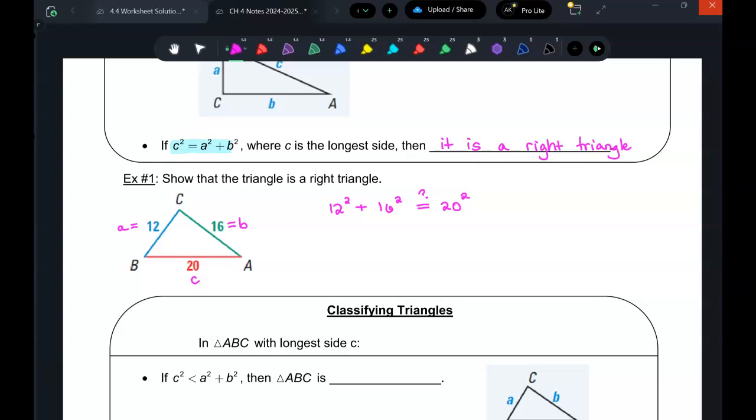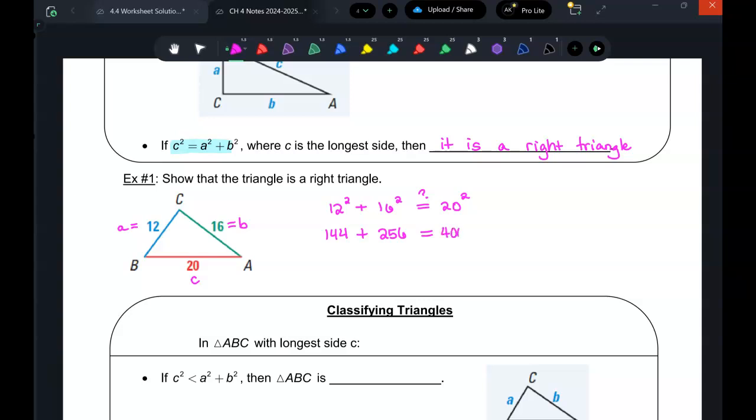If you have a calculator, 12 squared is 144. 16 squared is 256. And 20 squared is 400.